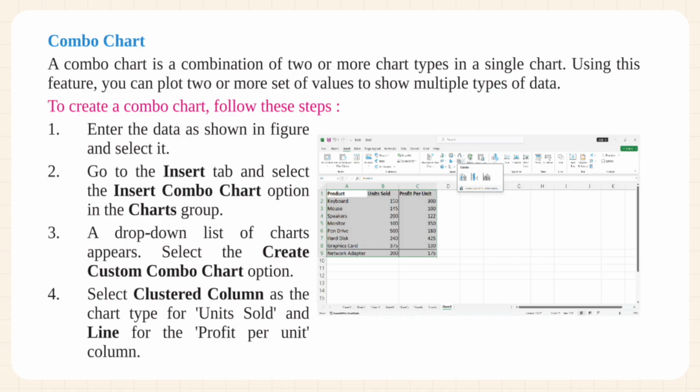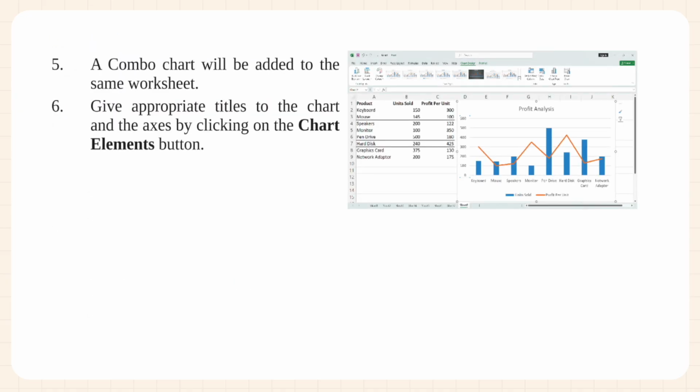2. Go to the Insert tab and select the Insert Combo Chart option in the Charts group. 3. A drop-down list of charts appears. Select the Create Custom Combo Chart option. 4. Select Clustered Column as the chart type for Unit Sold and Line for the Profit Per Unit column. 5. A combo chart will be added to the same worksheet. 6. Give appropriate titles to the chart and the axis by clicking on the Chart Elements button.